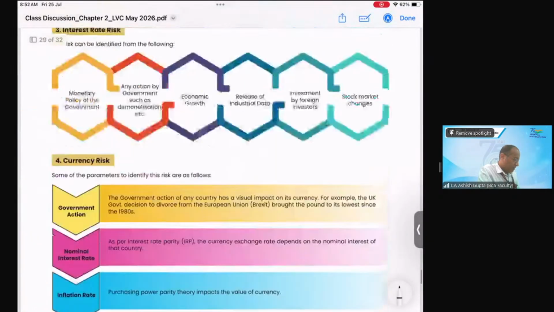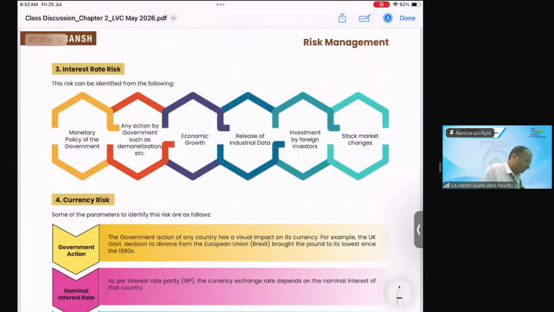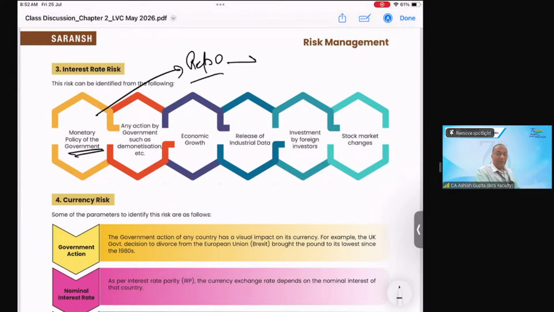Okay, then the next point is interest rate risk. How do we identify the interest rate? It is basically the monetary policy of the government. In India, when RBI comes out with its monetary policy rate, these are generally related to the repo rate, because the other rates are dependent on the repo rate.